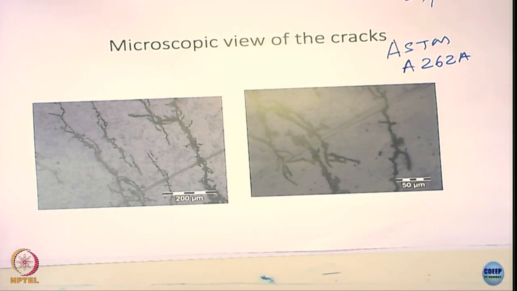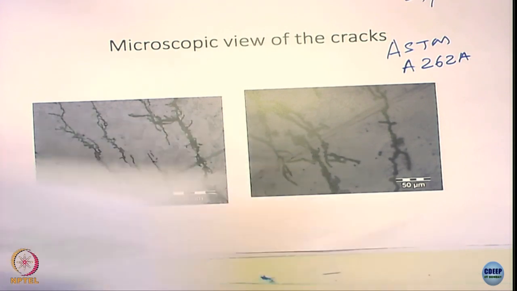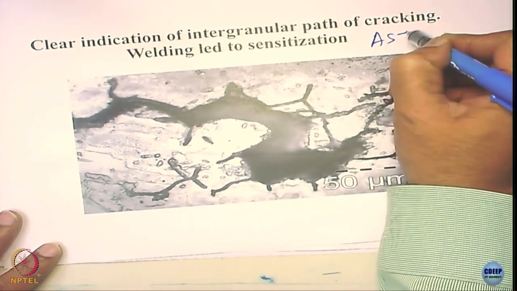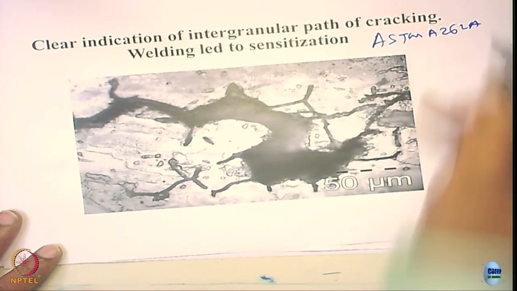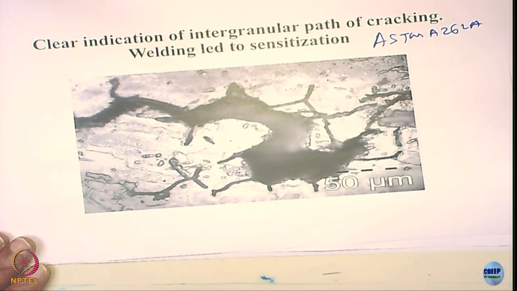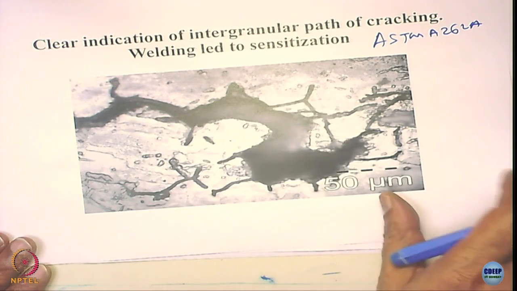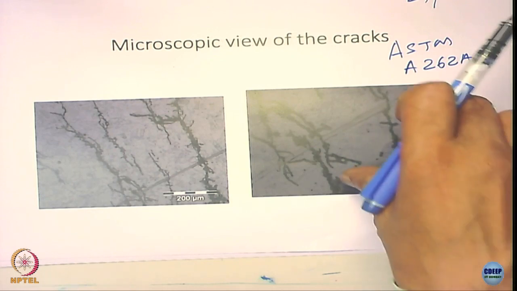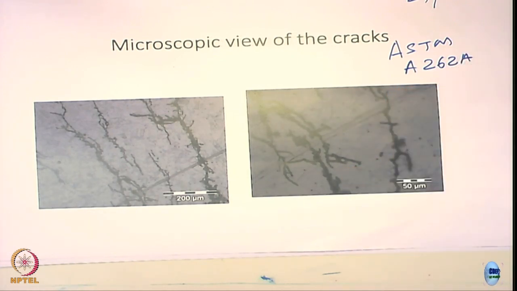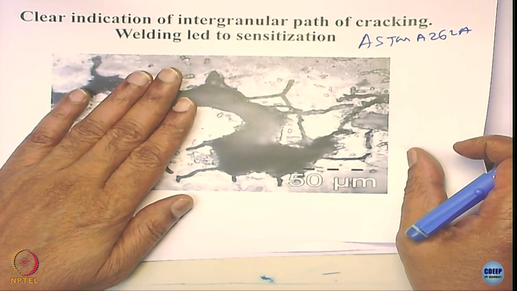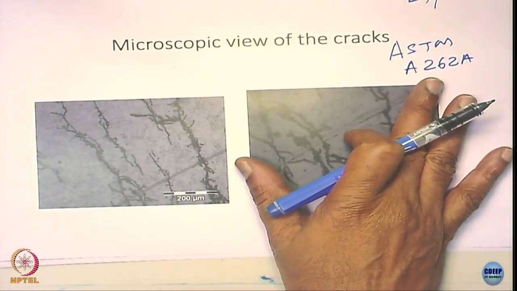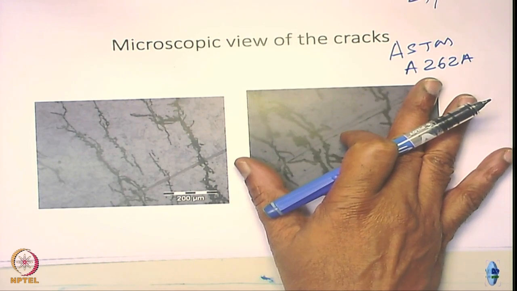You do not see any sensitization here. You see the sensitization taking place here, right? Here also you have the ASTM A262A test, but there is also sensitization taking place. So, the alloy failed by brittle fracture in case 1 and case 2, but the reasons for failure are different, right? The reason for failure in this case is improper solution annealing or improper welding, whatever. Here, everything looks okay, but the alloy is not good enough for the environment, okay.